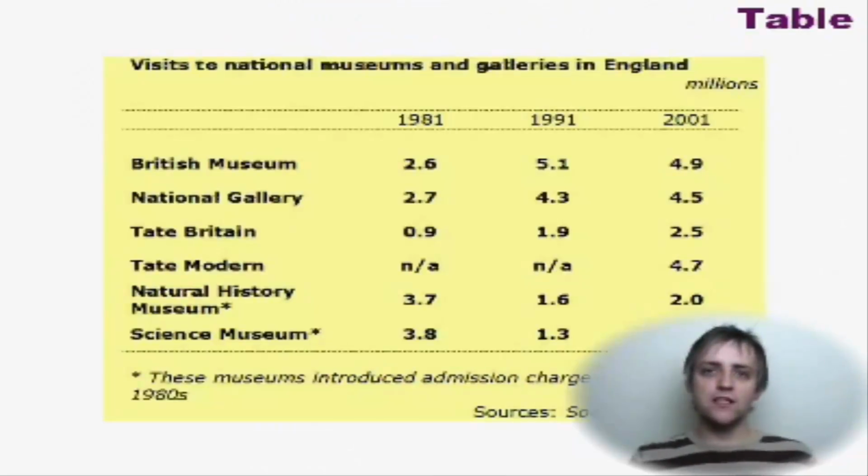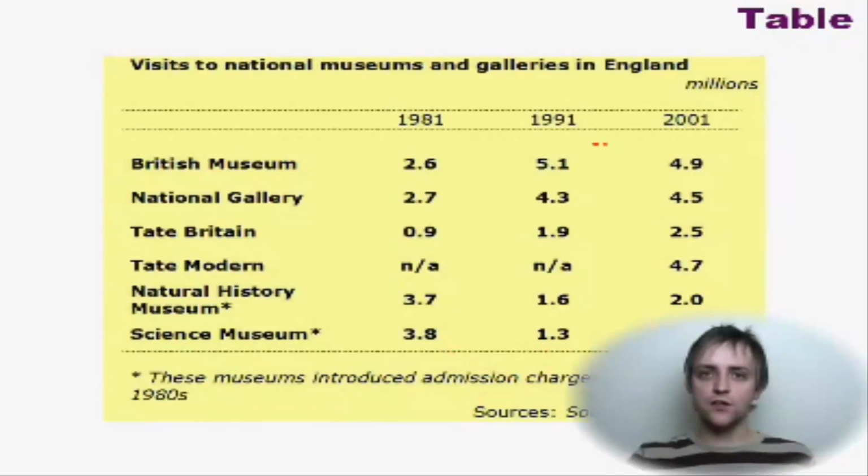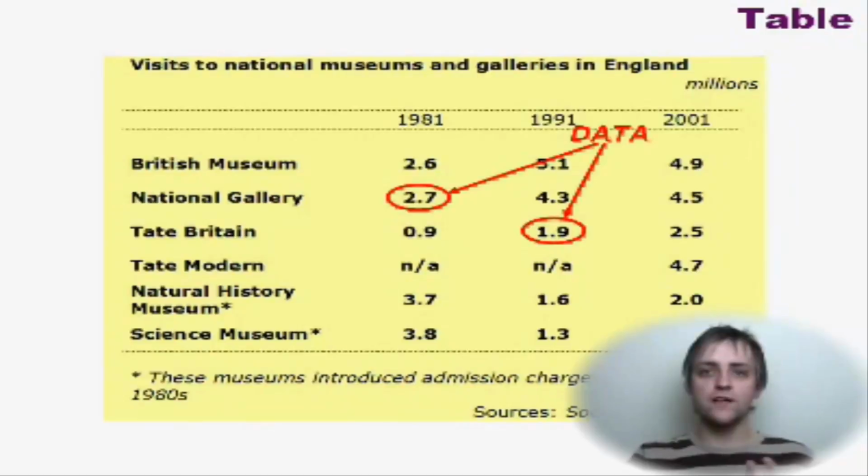Now, the table has lots of different elements, so the first thing I'll do is to describe what these different elements are. Vertically, running up and down, you've got columns, and our columns are concerned with the years in which these figures were measured: 1981, 1991 and 2001. Inside these columns you have the data, and the data is for the number of people who actually visited in those years. And 2.6 or 1.9 is in millions.